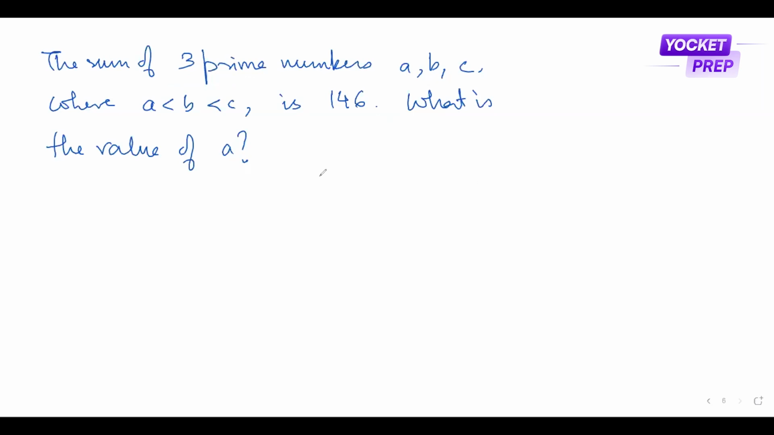Okay, so I'll just tell you the trick here. This is a trick question. You are not actually going to solve for A, B, and C. There will be infinite possibilities for the others, only one possibility for A.